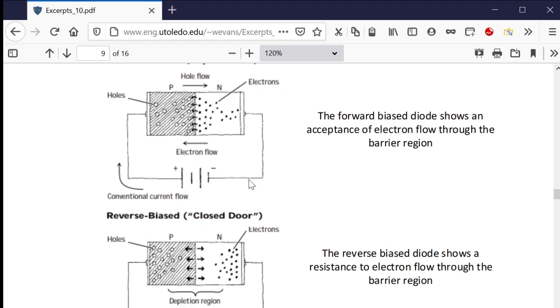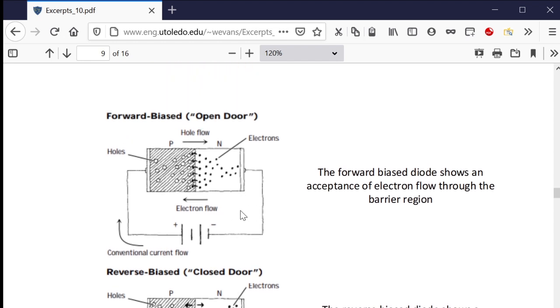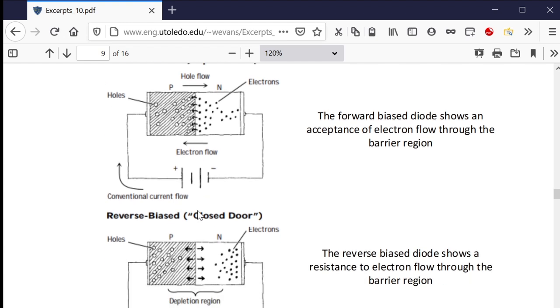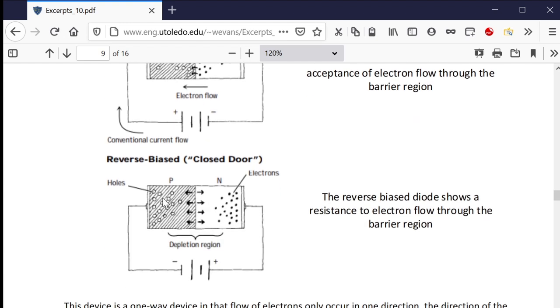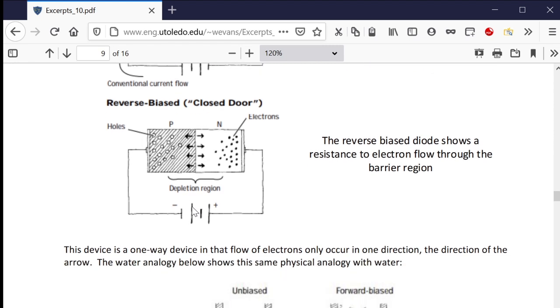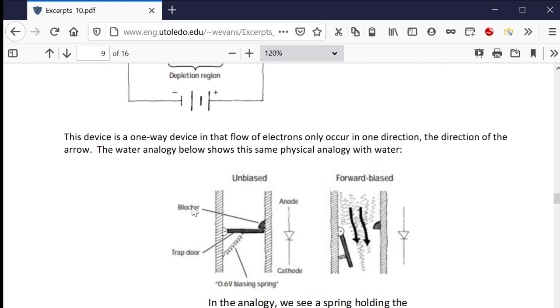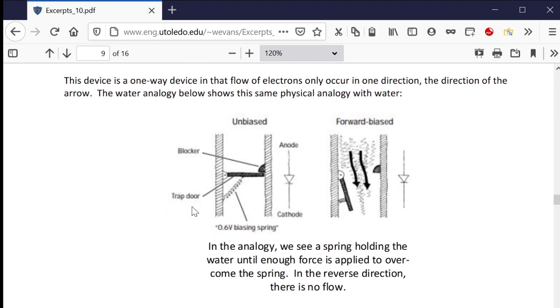Okay, so here is when we are forward biased. It's an open door. We've got electron flow. We've got P to N material, and let her rip. This is the way that it goes. When we've got a closed door, it's like this, where you're pulling the electrons away from the P-N junction, and that's like that.